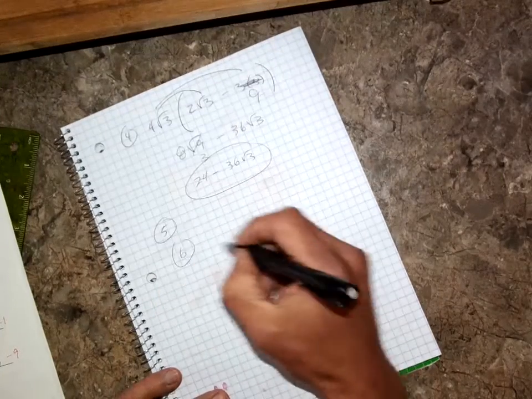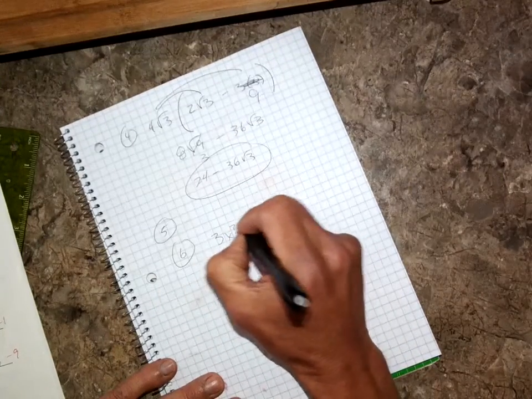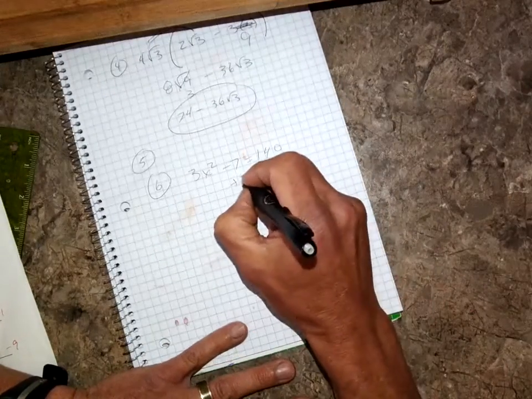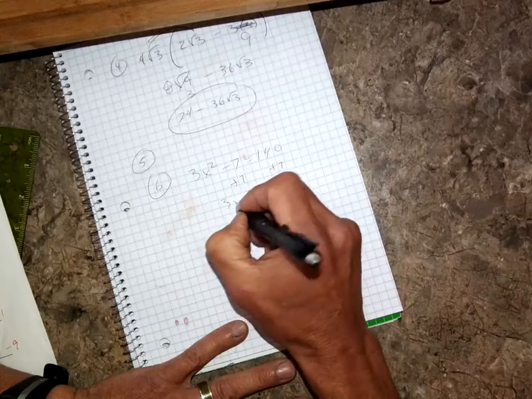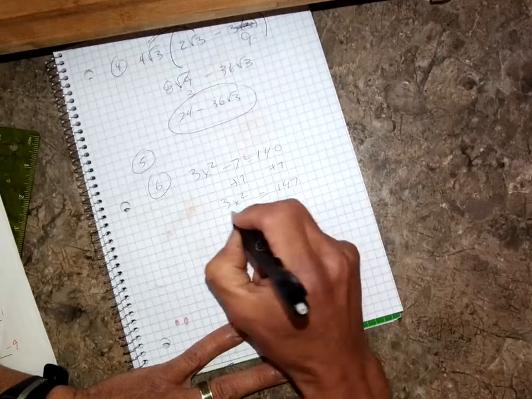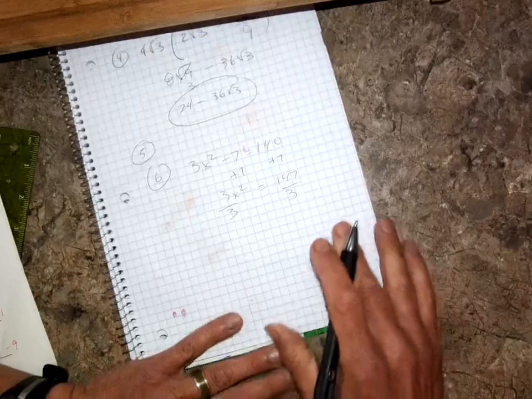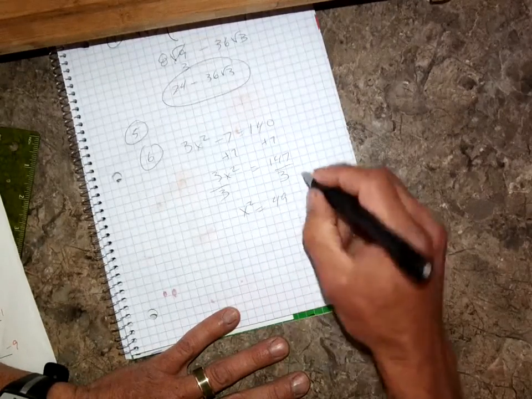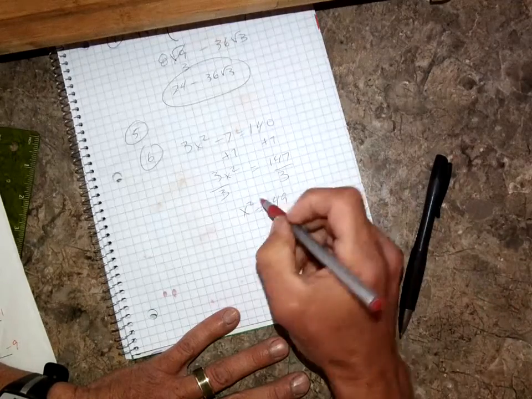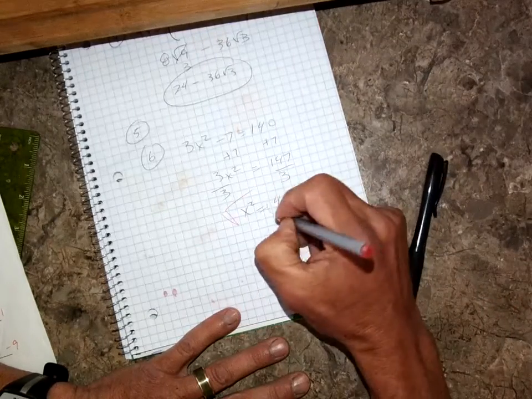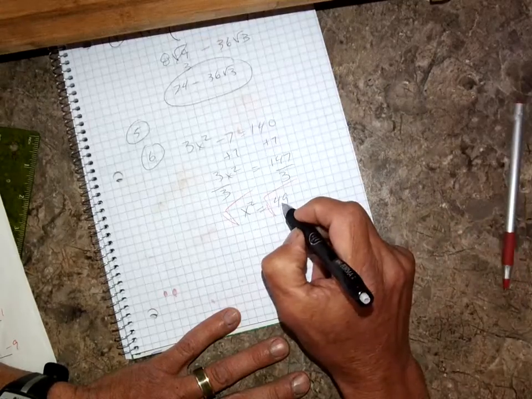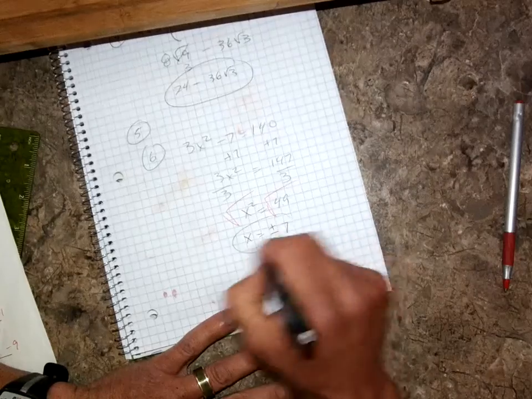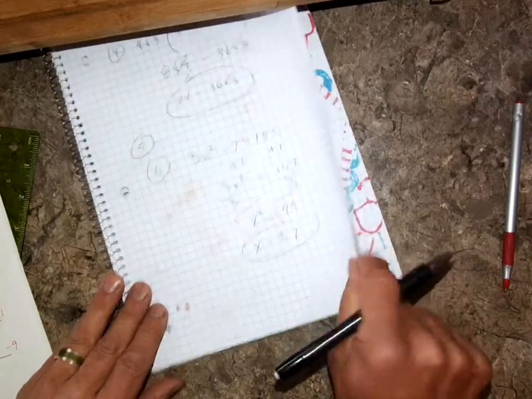Okay, 6. 3x squared minus 7 equals 140. Okay, let's solve. Plus 7, plus 7. 3x squared equals 147. Divide by 3, divide by 3. Again, if it's going too fast, just pause it. X squared equals 49. Now, to get rid of an x squared, do the opposite: square root it. Square root of 49 is 7. But there's two answers. There's a positive 7 and a negative 7.